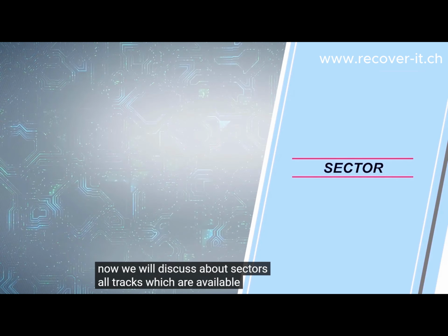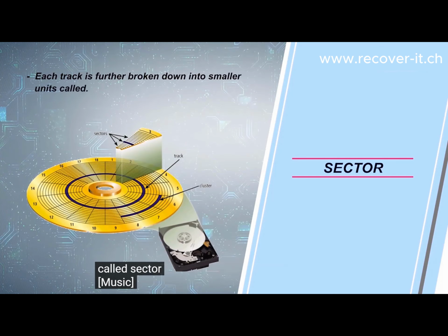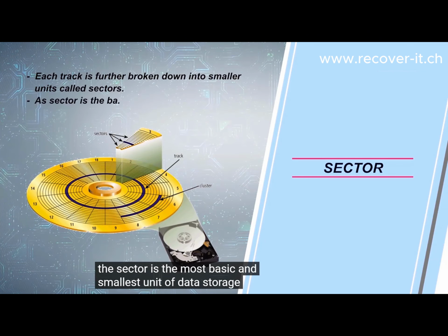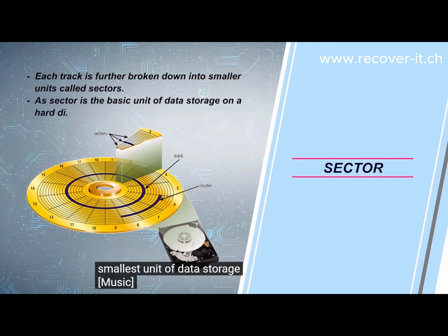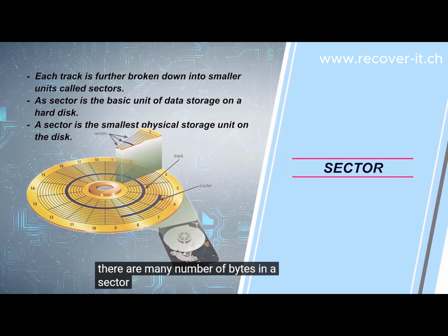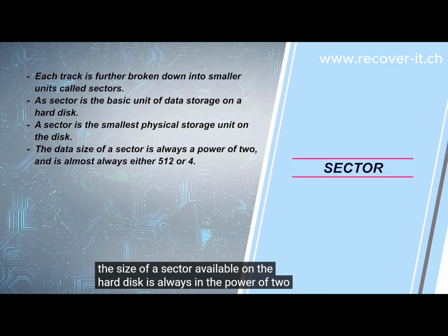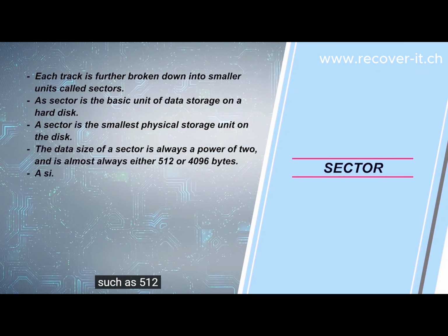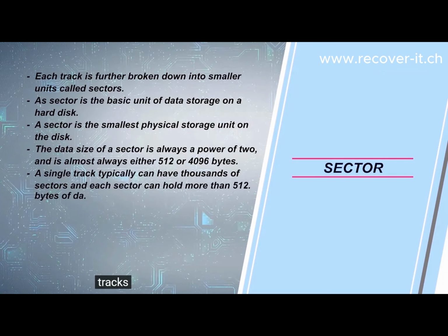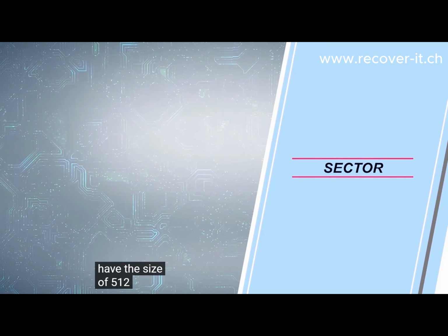All tracks which are available on the platter are distributed in smaller units called sectors. The sector is the most basic and smallest unit of data storage. There are many bytes in a sector. The size of a sector available on the hard disk is always a power of 2, such as 512 or 4096 bytes. Tracks are further divided into thousands of sectors, and all sectors have the size of 512 bytes or more.